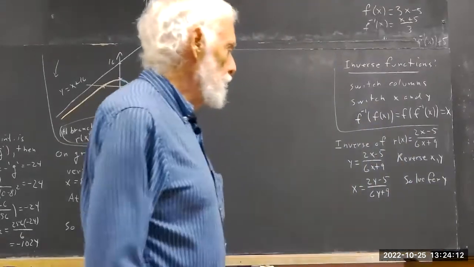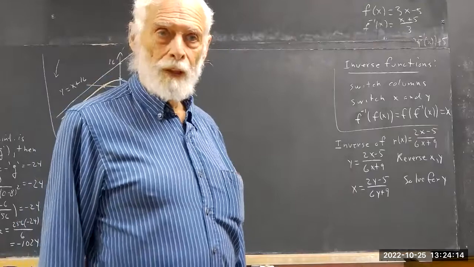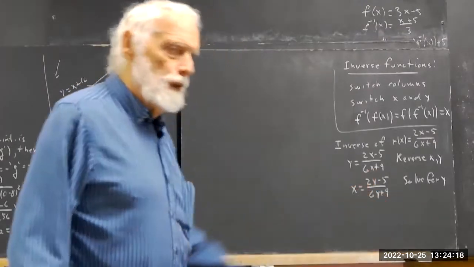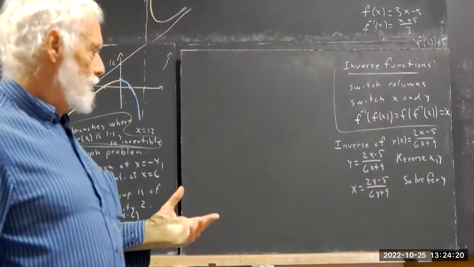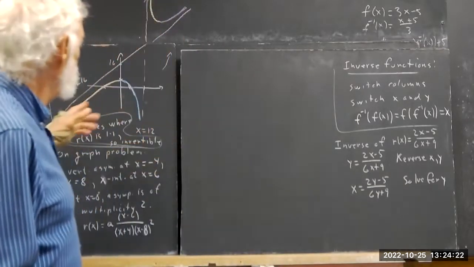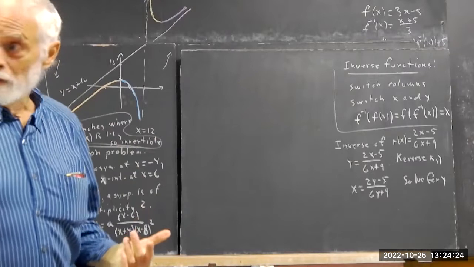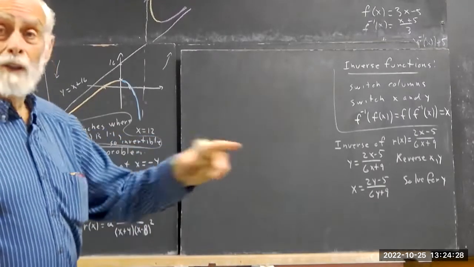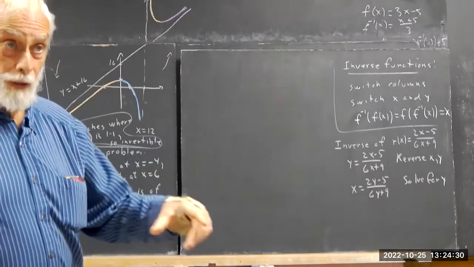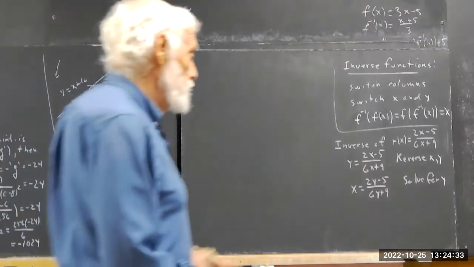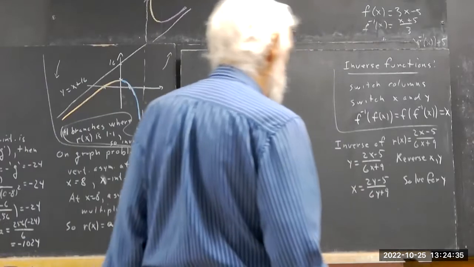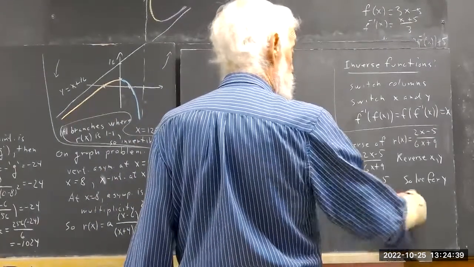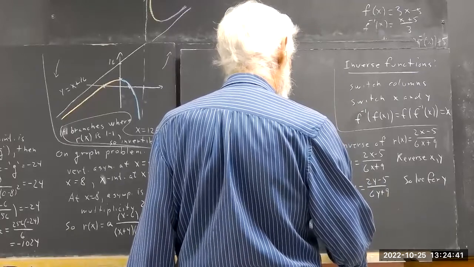Get this, we solve for y. Now notice we haven't even considered what we might have to do to choose a branch of this function. Okay, we'll do the algebra, then we'll figure out how this works out as far as branches are concerned. Okay, so we have this function. We multiply both sides by 6y plus 9.